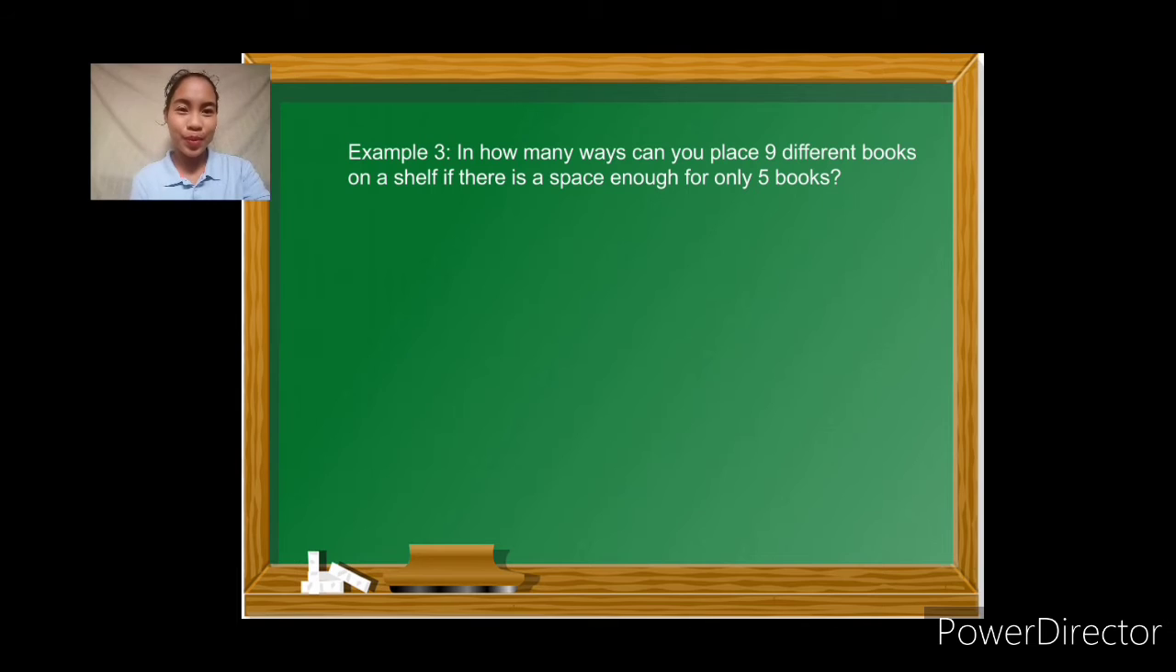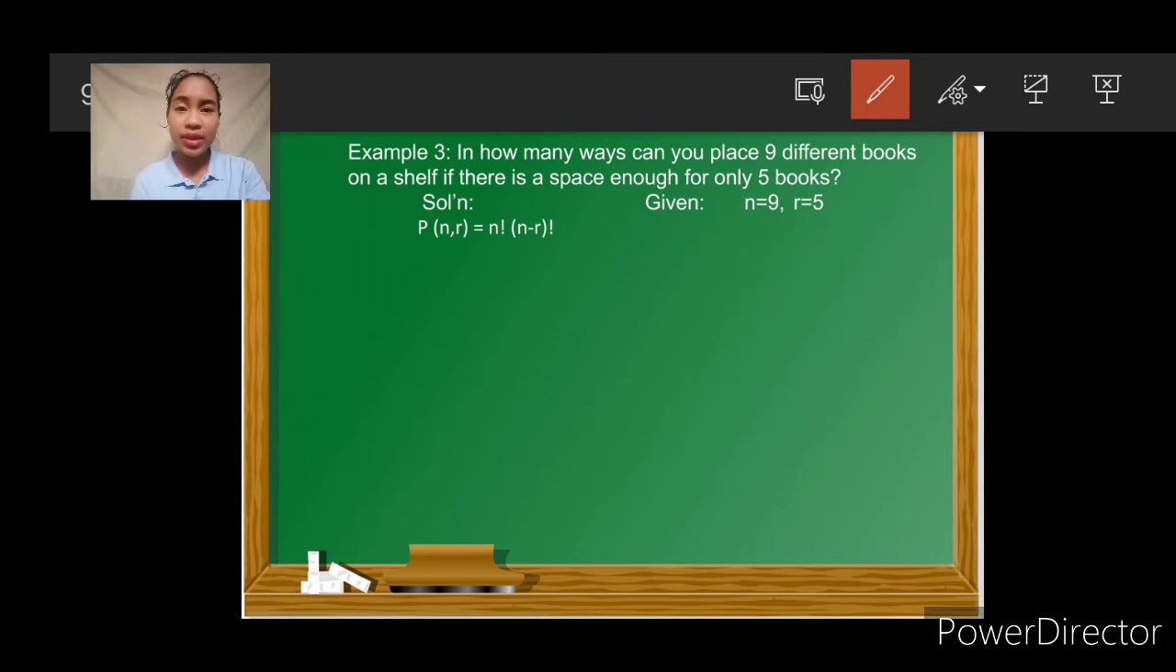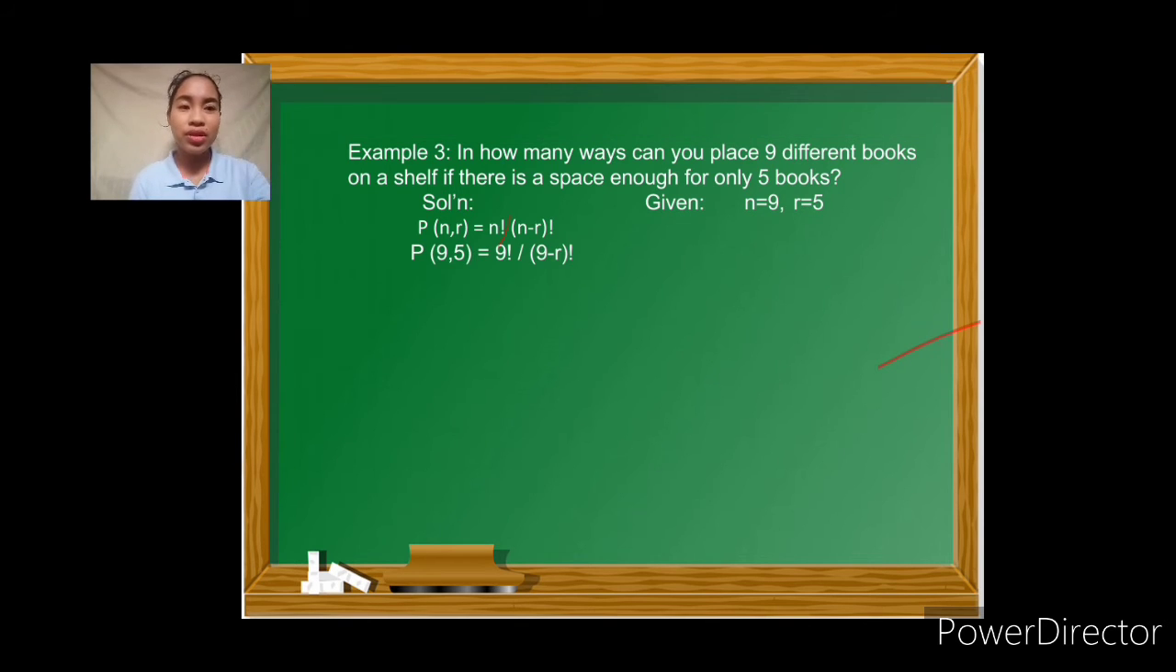Okay, so another example. In how many ways can you place 9 different books on a shelf if there is enough space for only 5 books? So let us list all the givens. So the value for our n is 9 and the value for our r is 5. So permutation of n objects taken r at a time is equal to n factorial over n minus r factorial. So substitute all the givens.